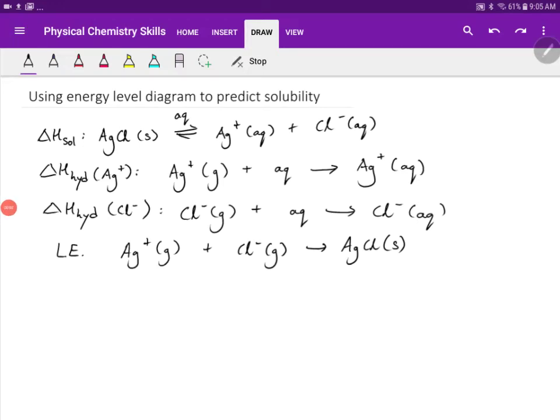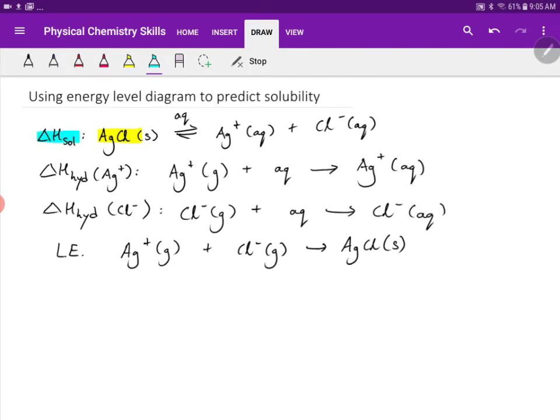Hi everyone, in this video we are going to talk about how we can use the energy level diagram to predict solubility. So in this case we are looking at the solubility of silver chloride. We want to see whether it is soluble in water. So typically when we talk about solubility we have four different equations.